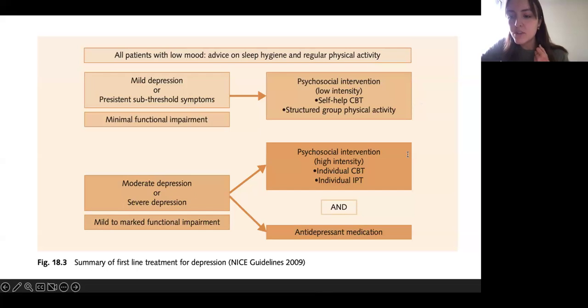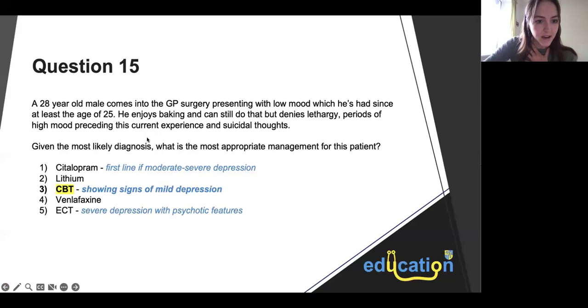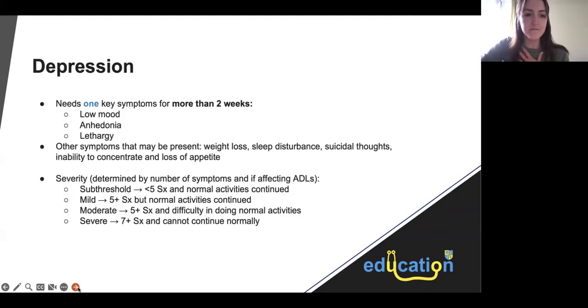I thought they need at least 2 of the core symptoms. Let me just check what they have here. So he has got low mood. He denies lethargy. I guess you make a good point, actually. I think you're right in that low mood and anhedonia are the 2 major symptoms that are required for a depression diagnosis. So yeah, I think you make a good point.